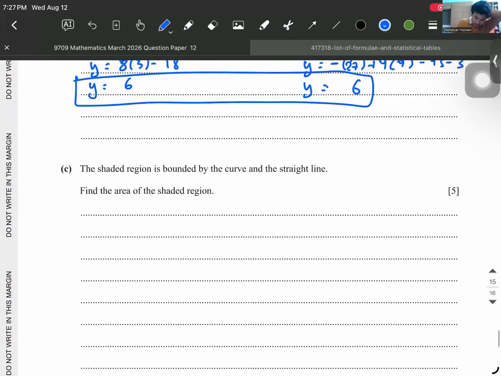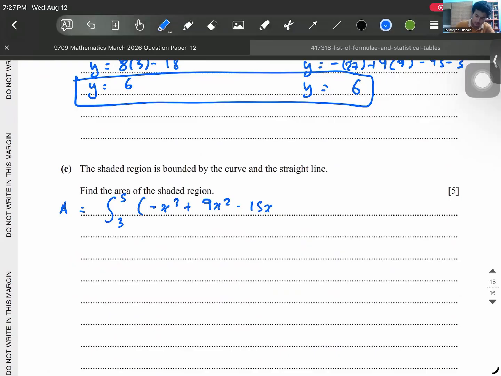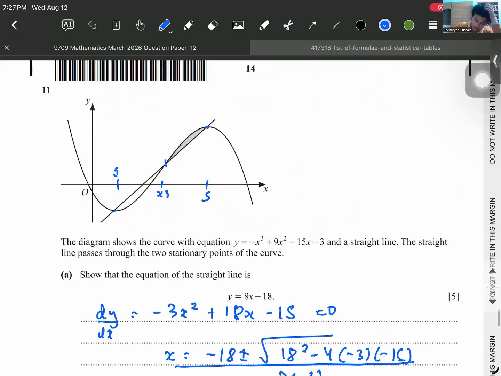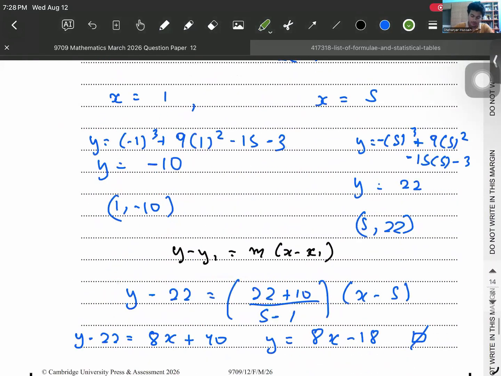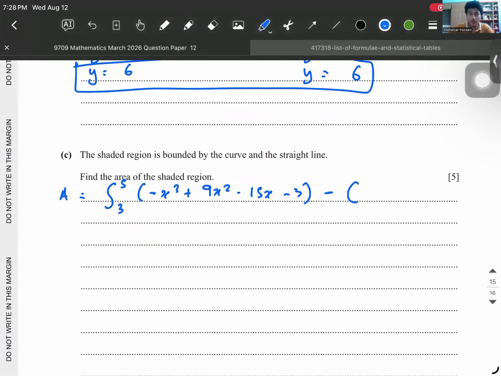So all we need to do is just integrate both of them. Integration from 3 to 5 of the equation that we have. Area is negative x cube plus 9x square minus 15x minus 3, and then minus the, basically it's the upper curve minus the lower curve. So the upper curve over here is just the curve, and the lower curve is the straight line. We also have to integrate this as well. So this turns out to be 8x minus 18.